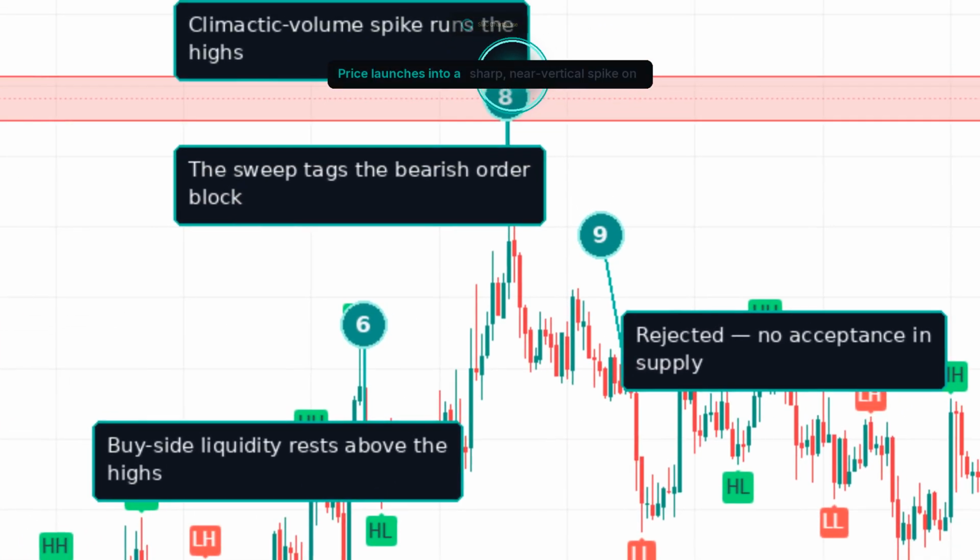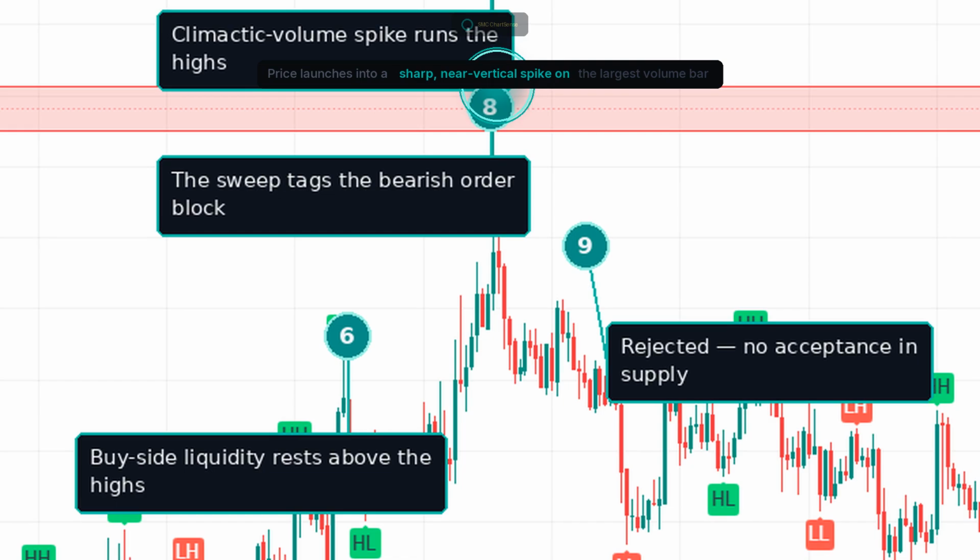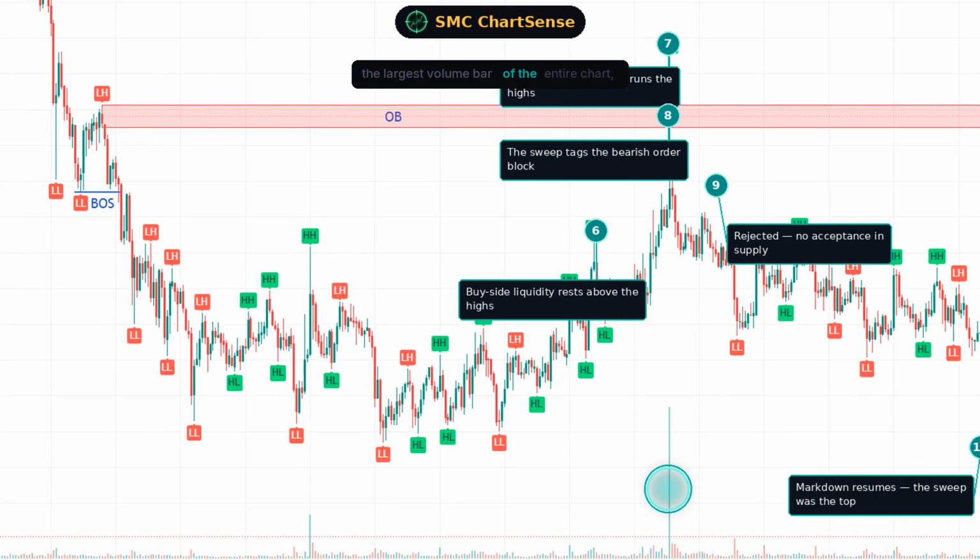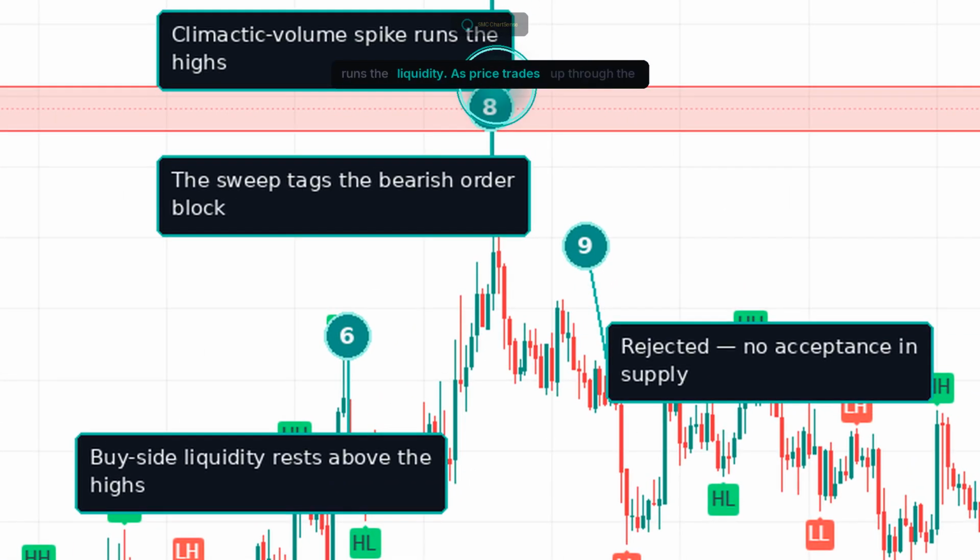Price launches into a sharp, near-vertical spike on the largest volume bar of the entire chart, the tall column in the volume panel. This is the move that runs the liquidity. As price trades up through the recovery's highs, the resting orders fill all at once, and that is exactly what propels the spike. The volume is climactic because it is the sound of that liquidity being consumed. It is not a calm drift to a level, but a reach to collect the orders above an obvious high.